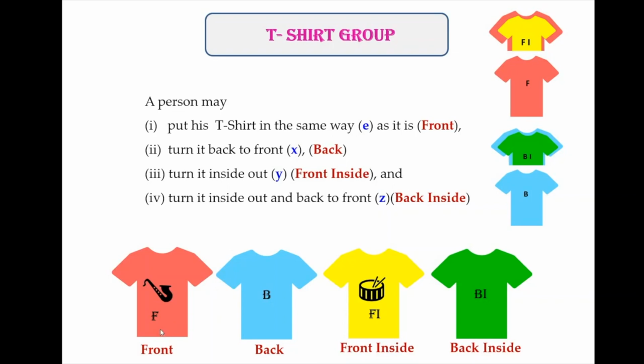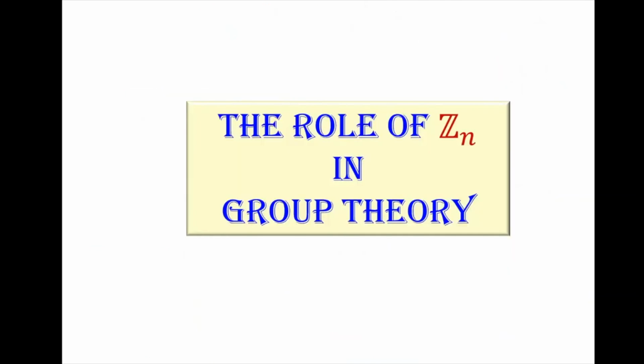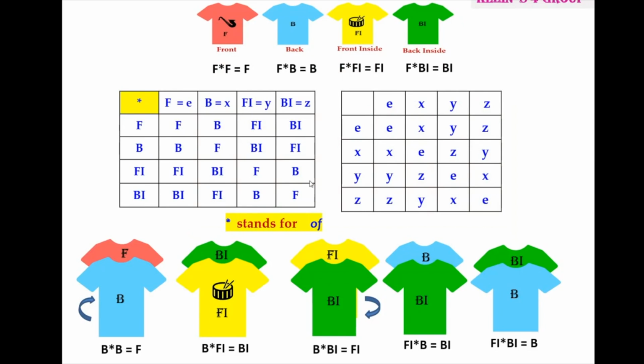So now, having named the sides F, B, Fi, Bi, we shall see what the operations could be so that they can form a group. For that we shall consider this table. We have the column head as well as the row head as F, B, Fi, Bi, and this is nothing but E, this is X, Y and Z.